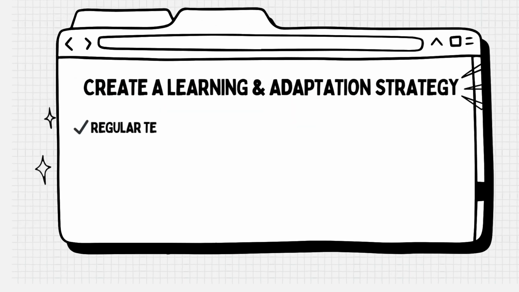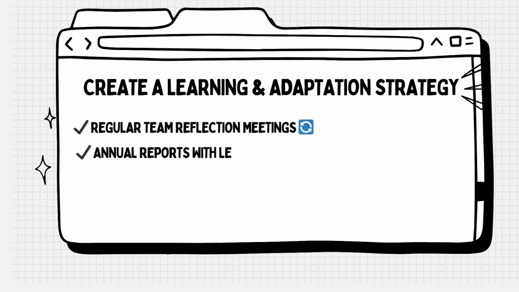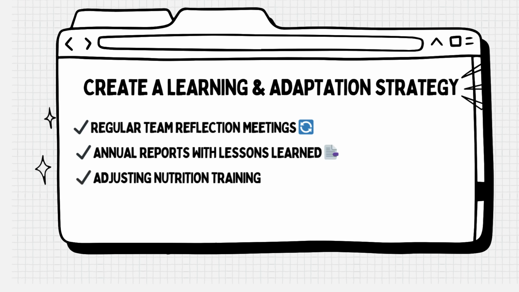MEAL isn't about collecting data and forgetting it, it's about learning and improving. How we can adapt in this context: regular team reflection meetings, annual reports with lessons learned, adjusting nutrition training based on community feedback. The best projects aren't perfect from the start, they adapt and improve over time.